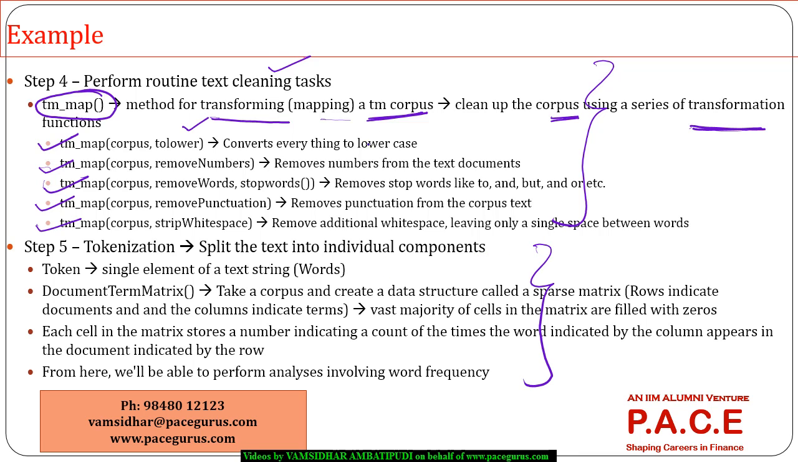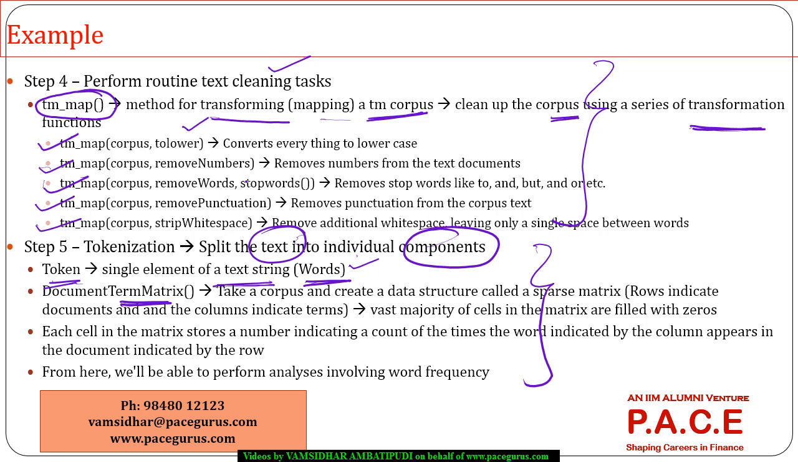The next step for me is to get into the tokenization aspect, wherein I have to split this whole text into individual components, which is nothing but a set of words. When I use the word token, it's a single element of a text string, like a single word in a text. So I'm splitting the whole text into a bag of words. For that I'll use the function called DocumentTermMatrix, using the corpus that I have already created.